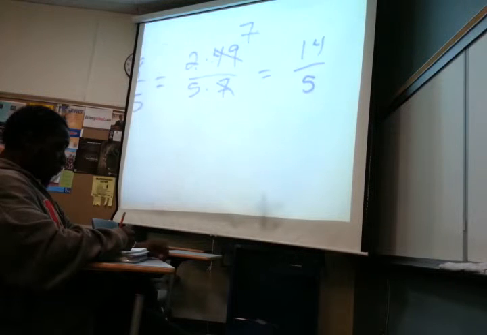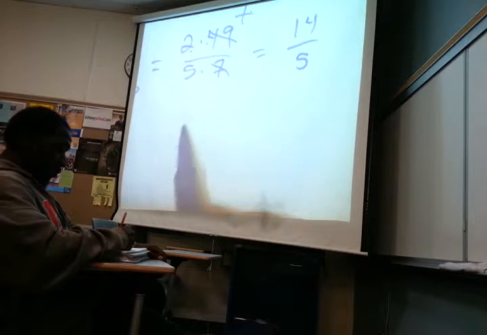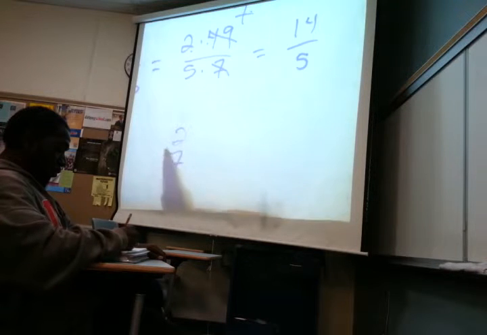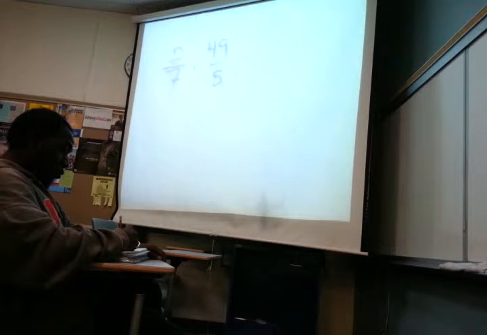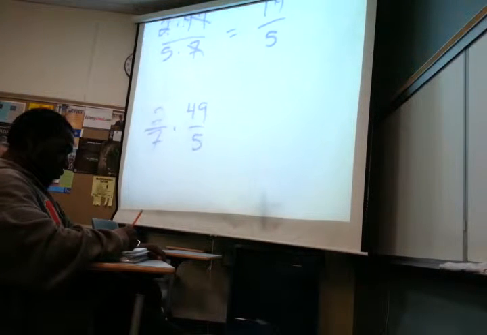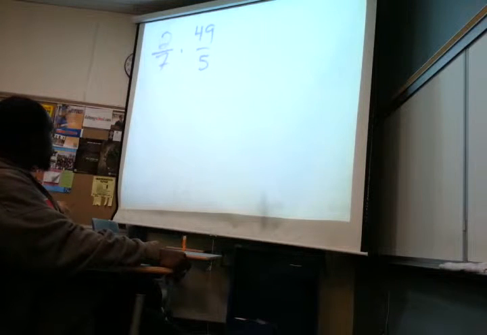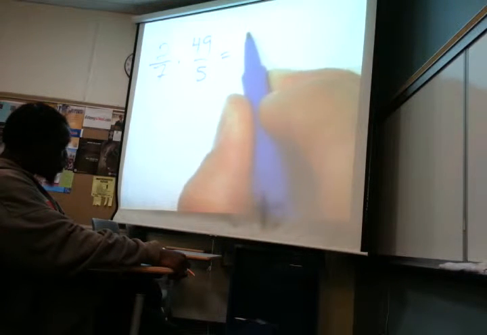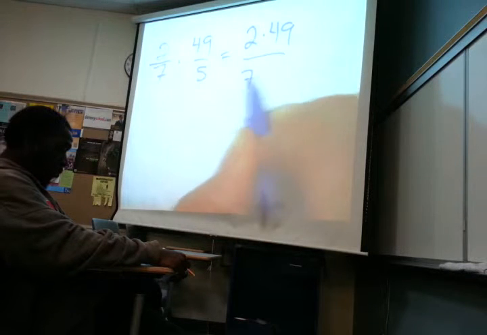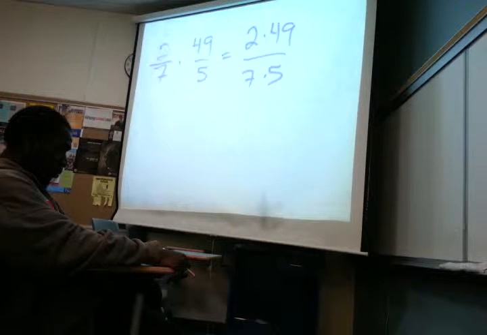Now, the purpose for me showing you this problem like this is if I had 2 sevenths times 49 fifths, if my problem started off like this, I'd have to multiply that and multiply that. You with me? Now all I've done there is I've written the multiplication. I haven't actually done it yet, right? But don't you see how that's the same thing as the second step of doing this?